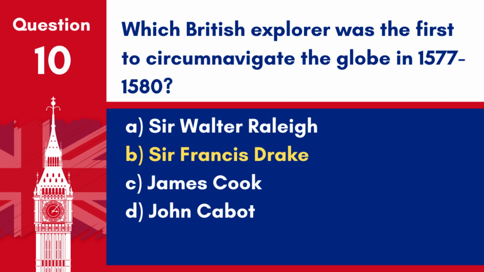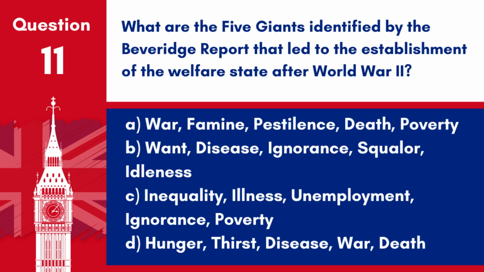Answer: B. Sir Francis Drake. Sir Francis Drake was the first British explorer to circumnavigate the globe from 1577 to 1580. Question 11. What are the 5 giants identified by the Beveridge Report that led to the establishment of the welfare state after World War II?